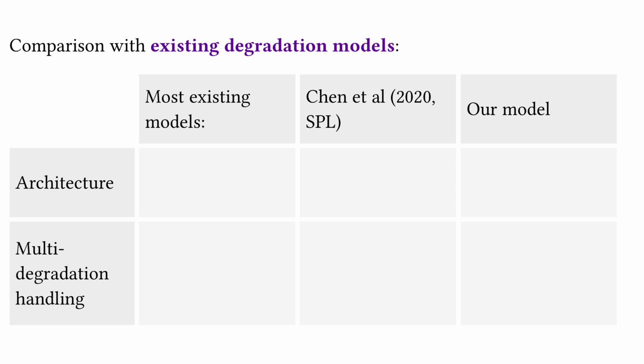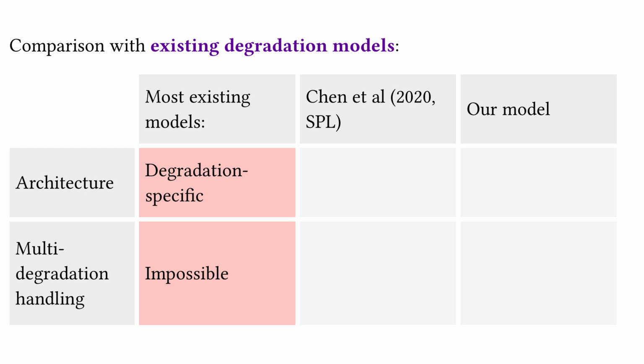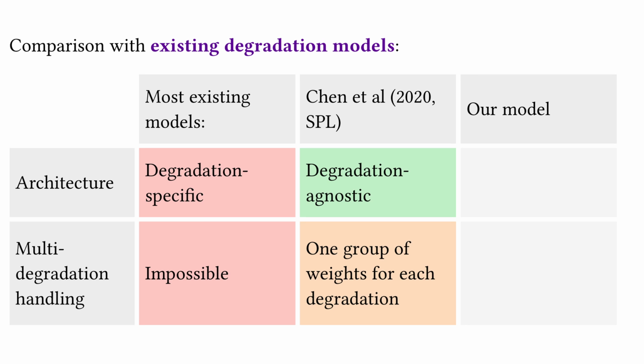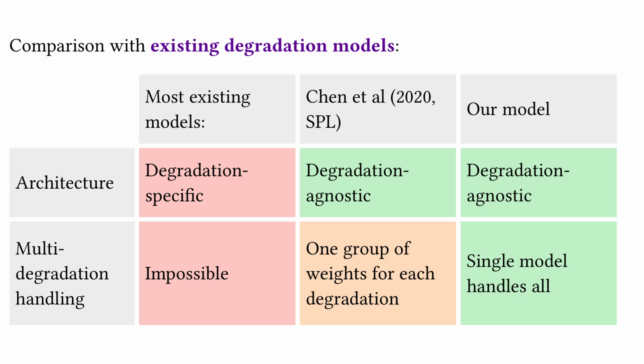Our model has significant advantages over existing degradation models. Most existing models are degradation specific and cannot be adapted beyond just their original purpose. Chen et al.'s model is the only model with a degradation-agnostic architecture, but it requires a separate training for each degradation type. Our model can handle multiple degradation types with a single training.